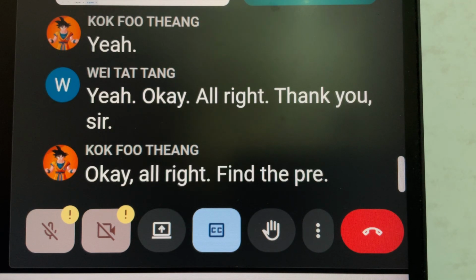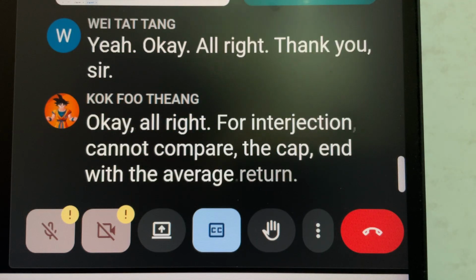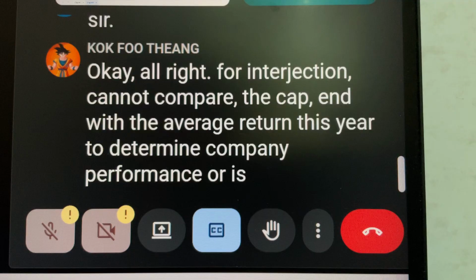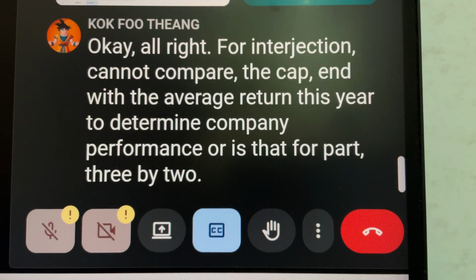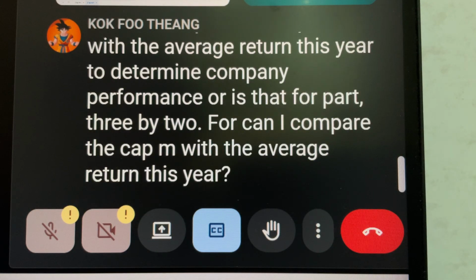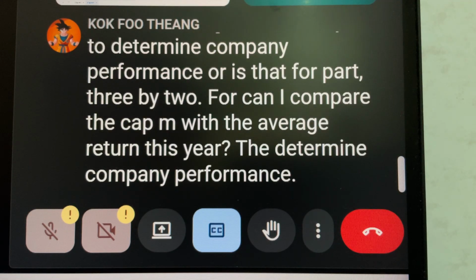For interpretation, can I compare the CAPM with the average return this year to determine company performance? Or is that for part 3 to apply?